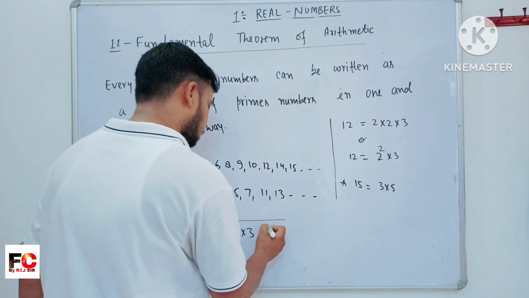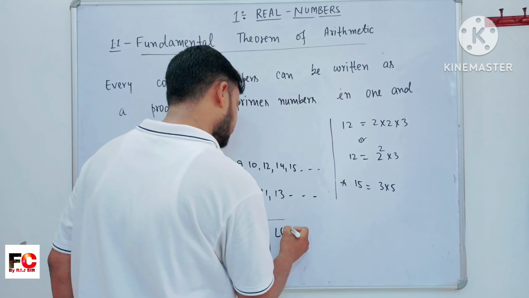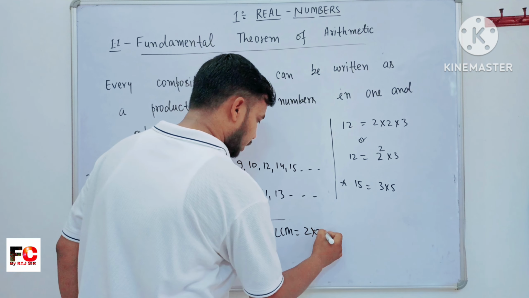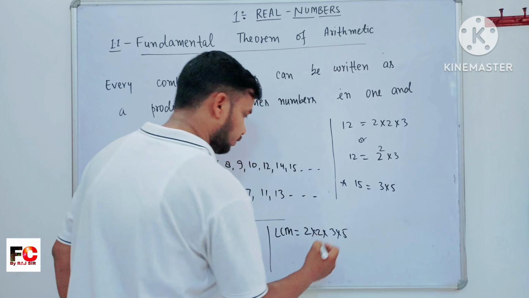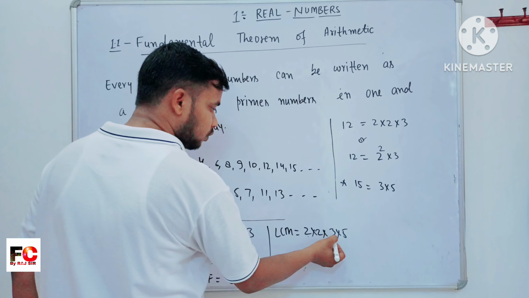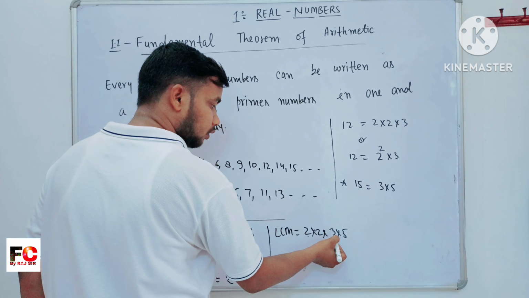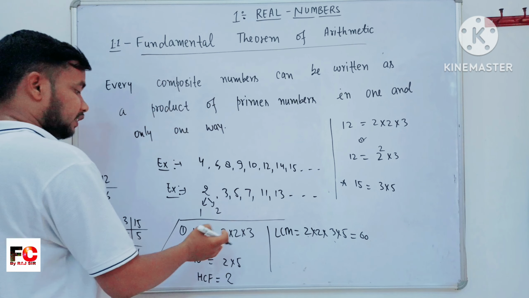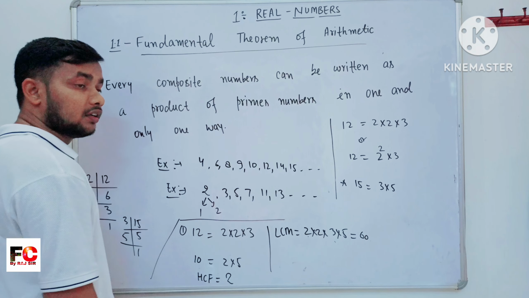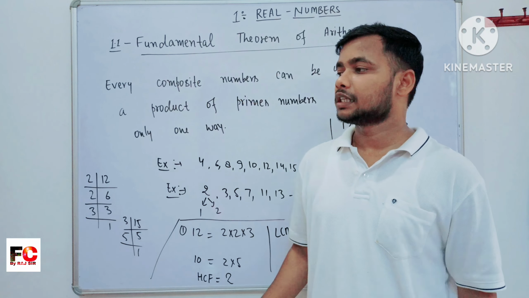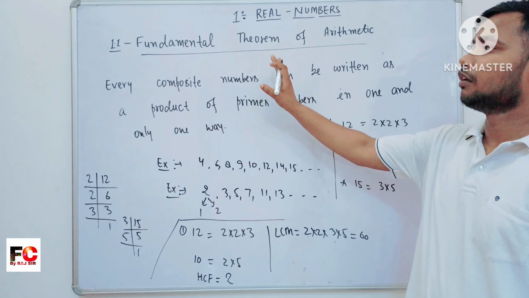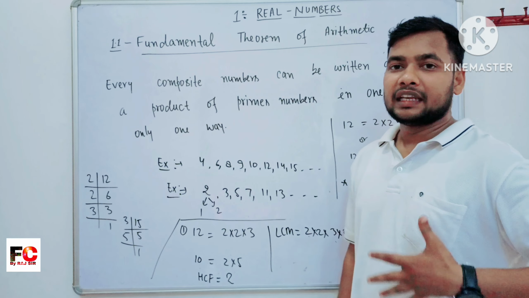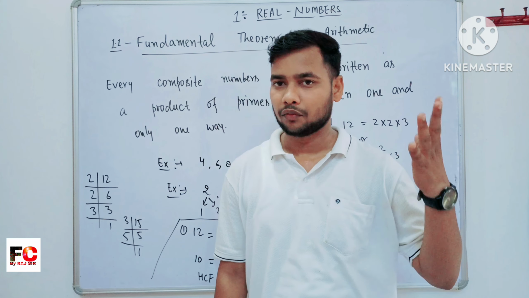Okay, now we have to find LCM. 2 into 2 into 3 into 5. 2 2s are 4, 4 3s are 12, 12 5s are 60. 60 is the LCM of 12 and 10. Okay, this is the use of this theorem, the fundamental theorem of arithmetic. Okay, now we can move on to exercise 1.1.